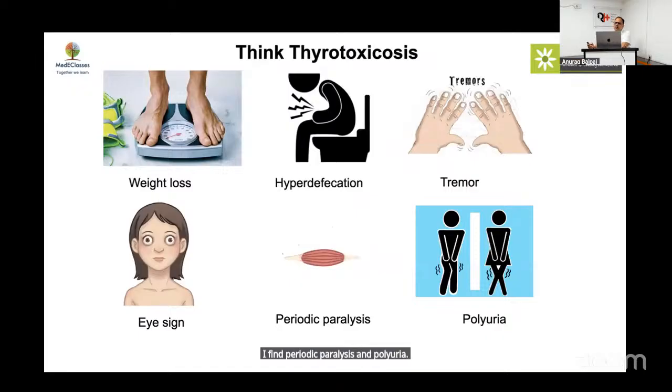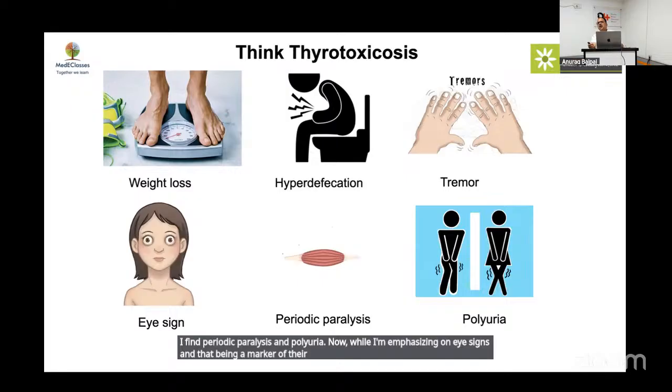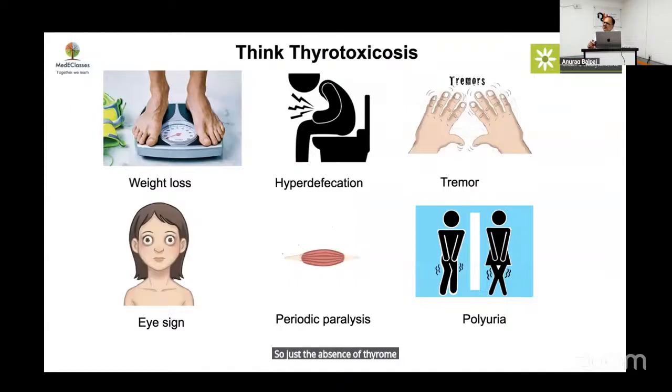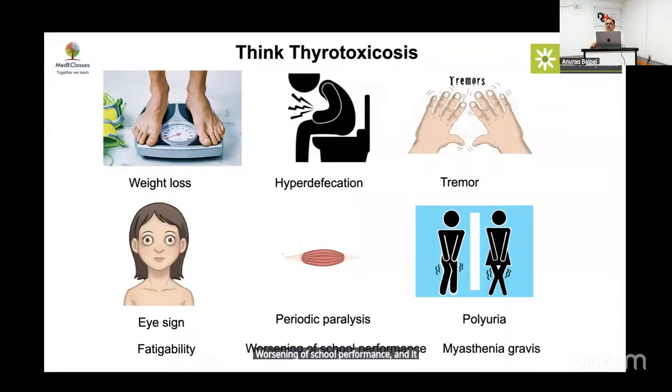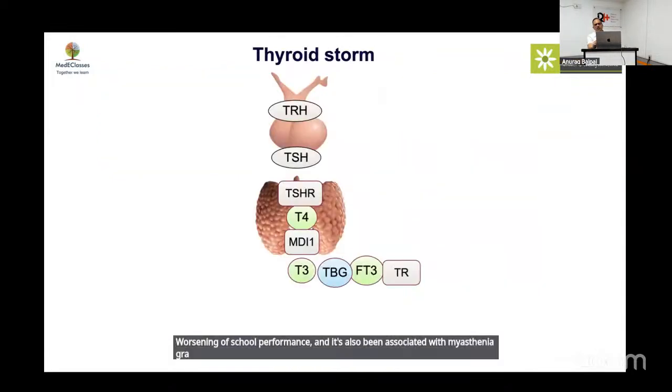Now, while I'm emphasizing eye signs as a marker of Graves' disease, we should understand that more patients of thyrotoxicosis without eye signs will have Graves' disease as against thyroiditis. So just the absence of thyromegaly or the absence of eye signs does not exclude Graves' disease. It makes the chances of thyroiditis a bit more. That is the only thing you have to remember. Fatigability and worsening of school performance can occur, and it has also been associated with myasthenia gravis, which becomes important.